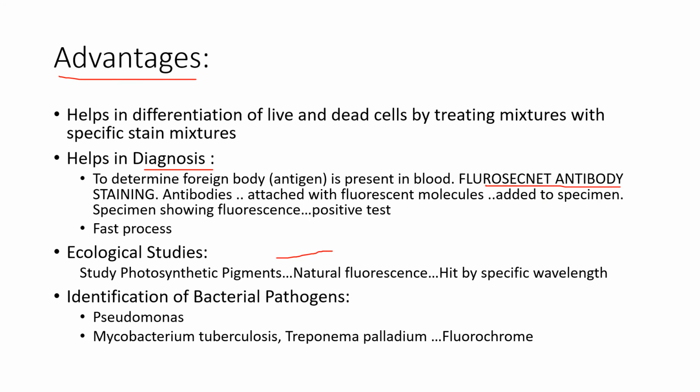Ecological studies: see, there are photosynthetic pigments which show natural fluorescence. So when these are hit by a specific wavelength, pigments are then differentiated on the basis of their natural fluorescence, and so we have some kind of ecological studies. These are done by ecologists, those who want to study, and fluorescence microscopy also helps them. And we finally have some bacterial pathogen identification, like Pseudomonas, Mycobacterium tuberculosis, Treponema pallidum.